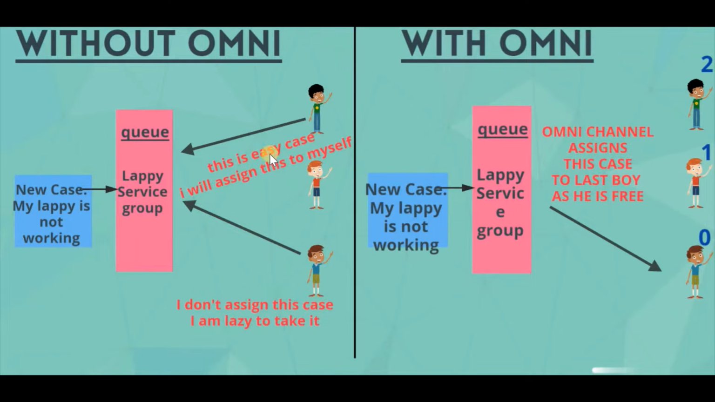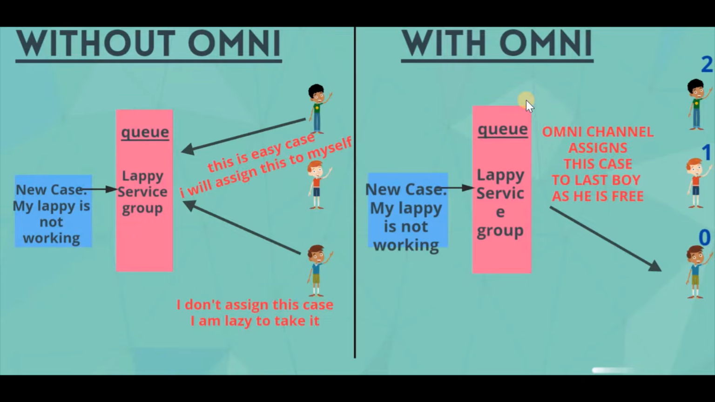Let's say first one thinks this is an easy case. Why can't I take this to myself? And second one is staying idle without doing anything. And third one thinks that I don't assign this case to myself because I'm too lazy to work on it. Okay, so these things might happen, resulting in this case might get delayed to fix it.